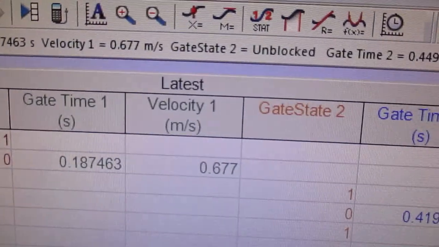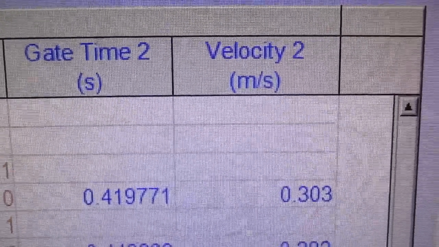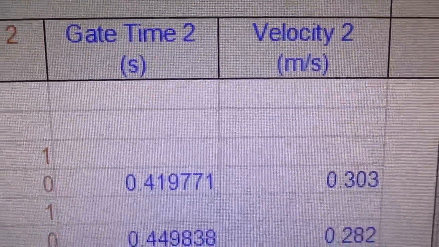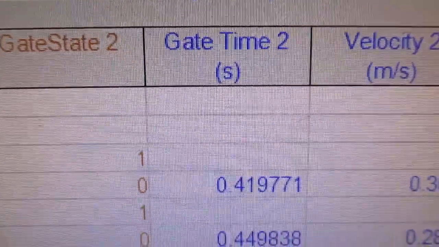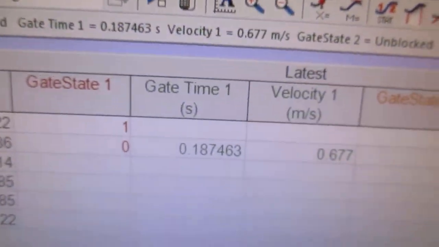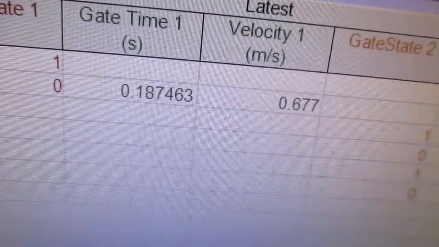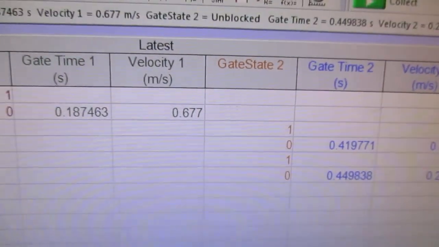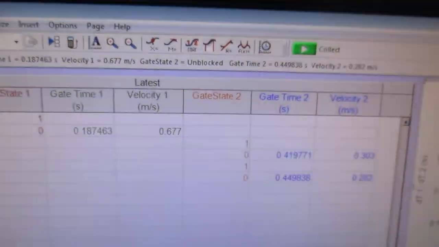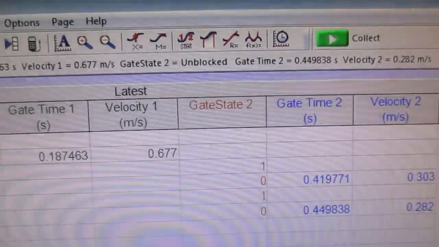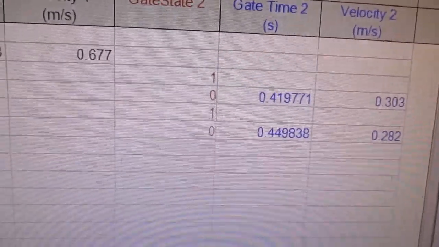Now we look at the initial velocity, 0.677 meters per second, and the final velocity, 0.303. We notice that the final velocity of the carts that stuck together is roughly half that of the initial velocity of cart 1. And that's because their masses are approximately equal. So it makes sense, based on conservation of momentum in an isolated system, that the final velocity should be roughly half if you double the mass. And that is the third collision.